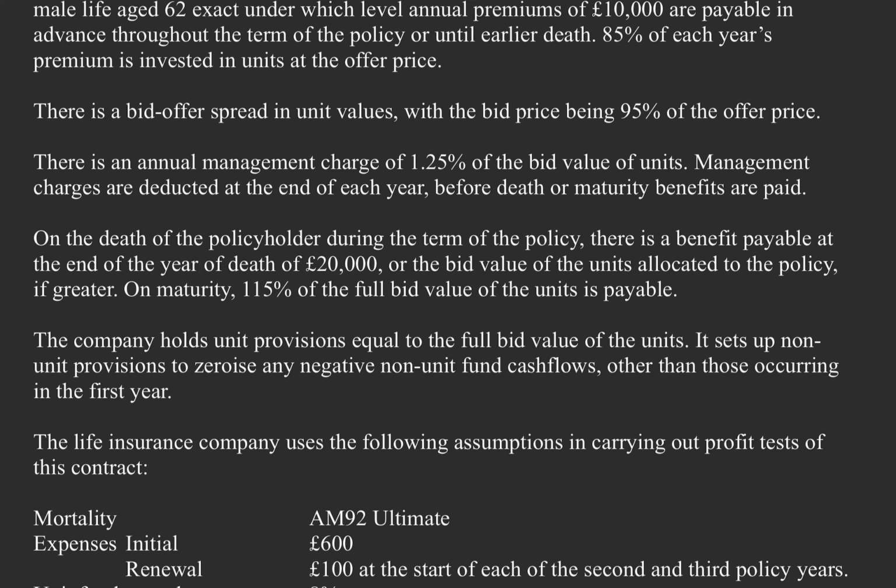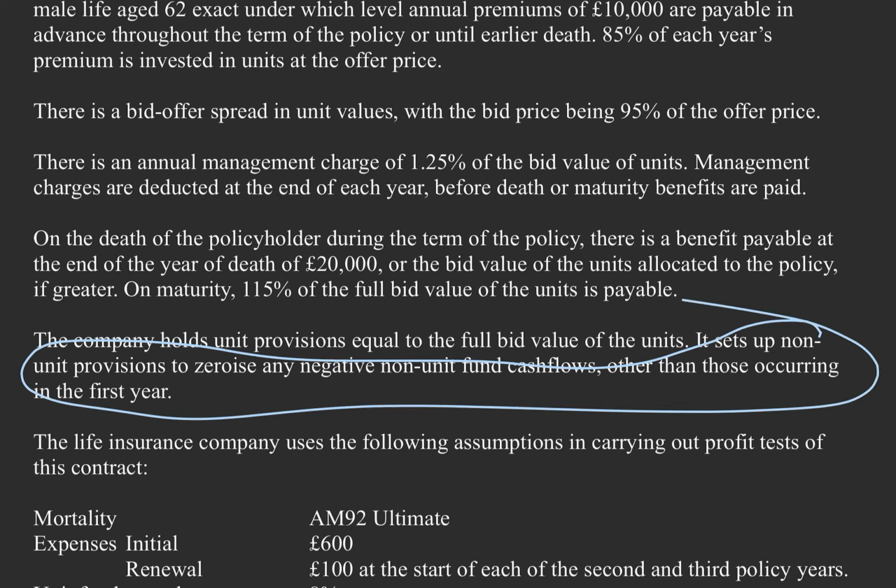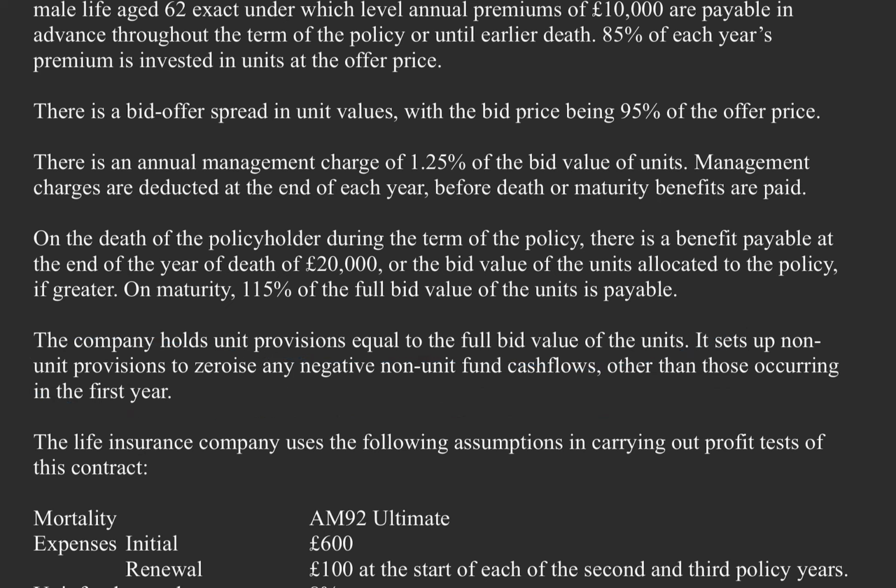Okay, so then it says it sets up non-unit provisions to zeroize any negative non-unit fund cash flows other than those occurring in the first year. Okay, so that's the zeroization from the reserving aspects of profit testing. So we'll get to all of that.